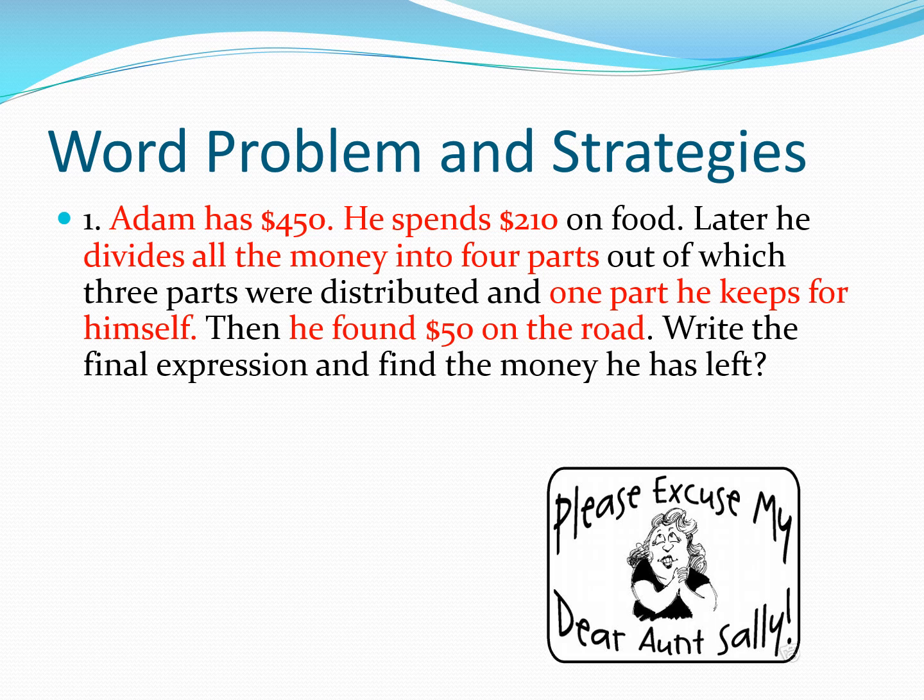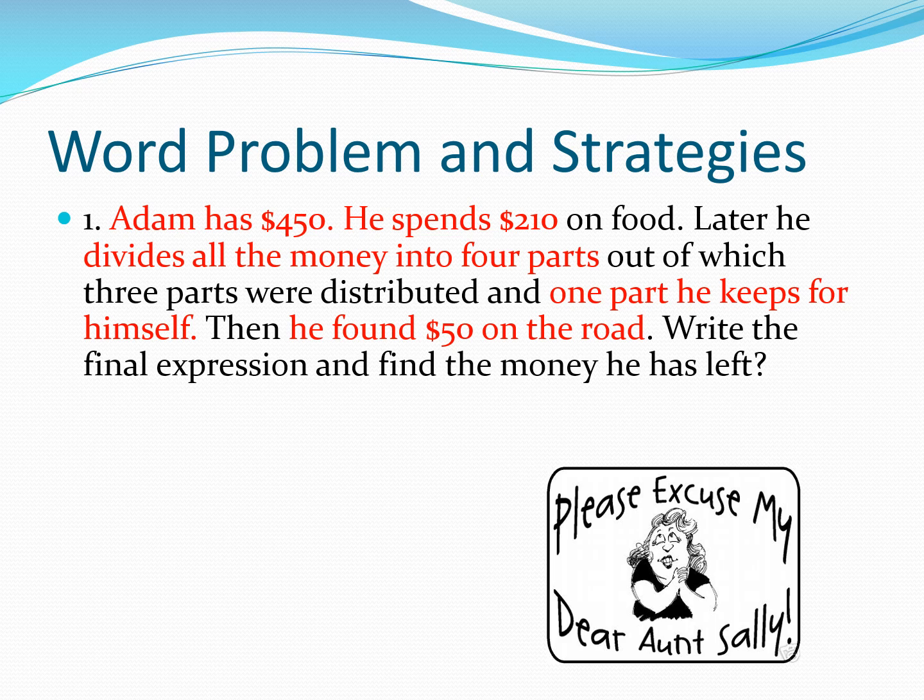Okay, so I highlighted in red what I think is important. Adam has $450. He then spends $210 on food, which I don't think is important. Later, he divides all the money into 4 parts, out of which 3 parts are distributed, but 1 part he keeps for himself. He then finds $50 on the road. The question, it's always important, always the last thing they ask: write the final expression and find the money he has left.